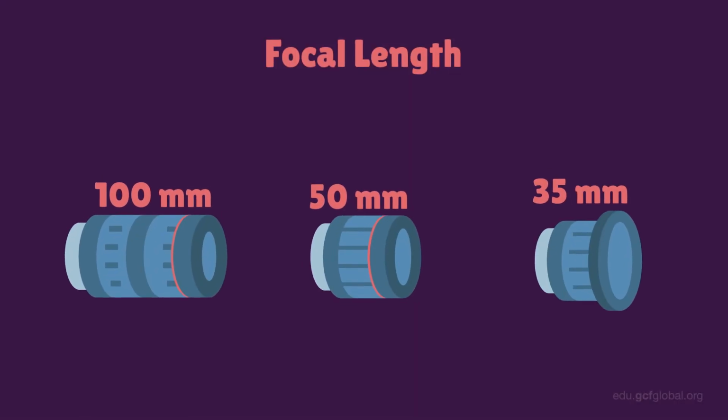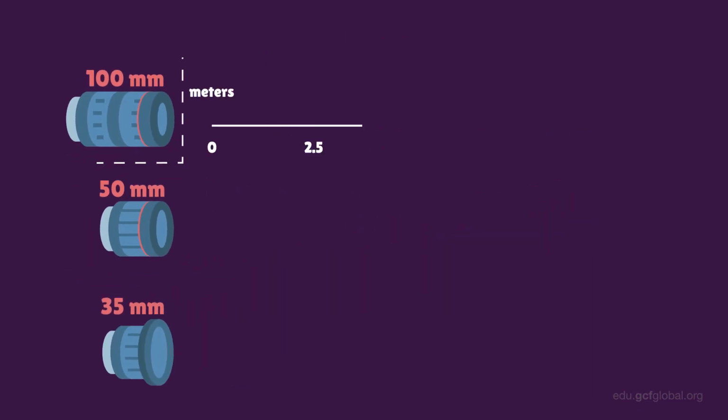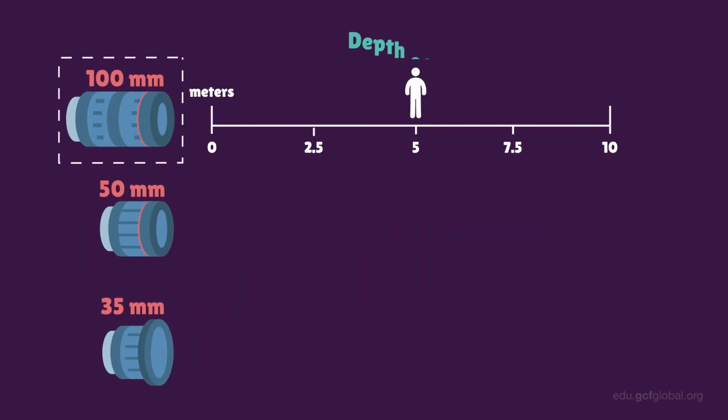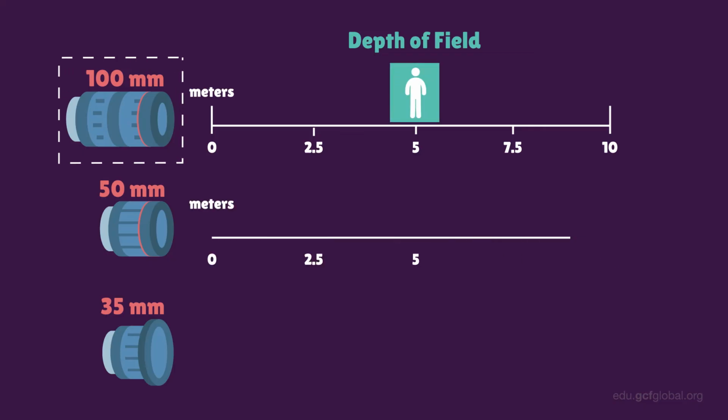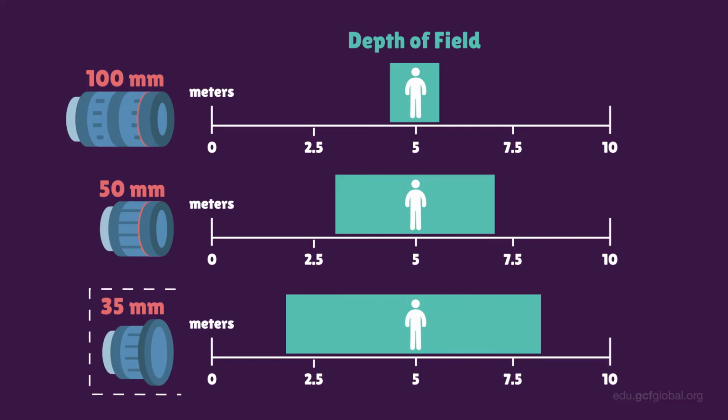The other thing that can affect the depth of field is the lens's focal length, or zoom. If a lens has a longer focal length, its depth of field will be less. A lens with a shorter focal length will have greater depth of field.